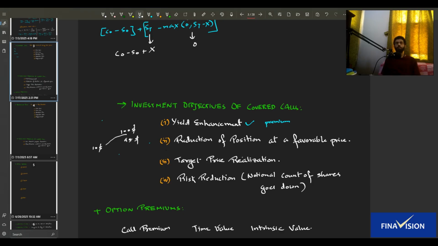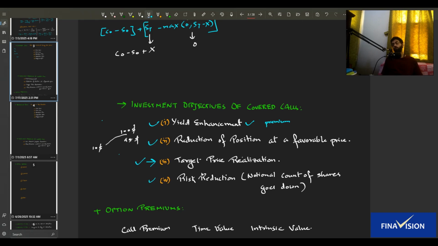In the short term, we generally call it target price realization. So yield enhancement, reduction of position at a favorable price, target price realization. Then risk reduction. Obviously, when somebody is selling a call on the same underlying that one is buying, one is trying to protect the downside. So this is risk reduction also.